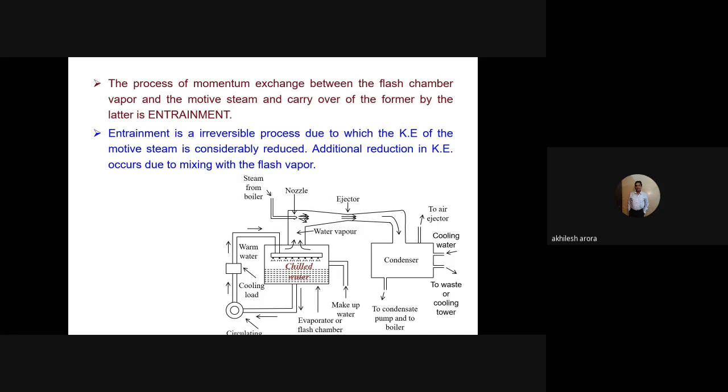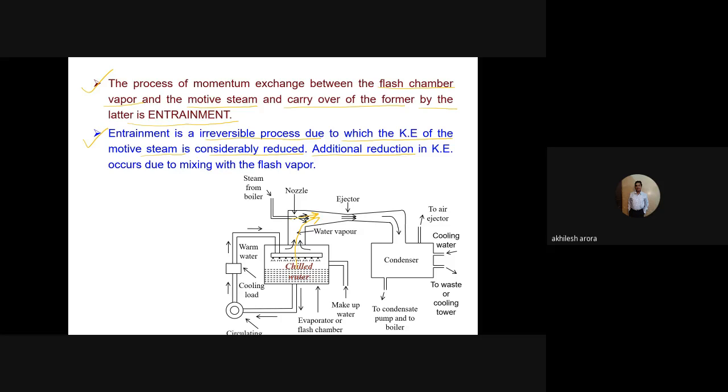The process of momentum exchange between the flash chamber vapor and the motive steam, and carry over of the former by the latter, is known as the process of entrainment. So basically, the flash vapor is entrained here by the steam which is coming out from the nozzle. Entrainment is an irreversible process due to which the kinetic energy of the motive steam is considerably reduced. So the kinetic energy of the steam will be reduced because of this irreversible process of entrainment.